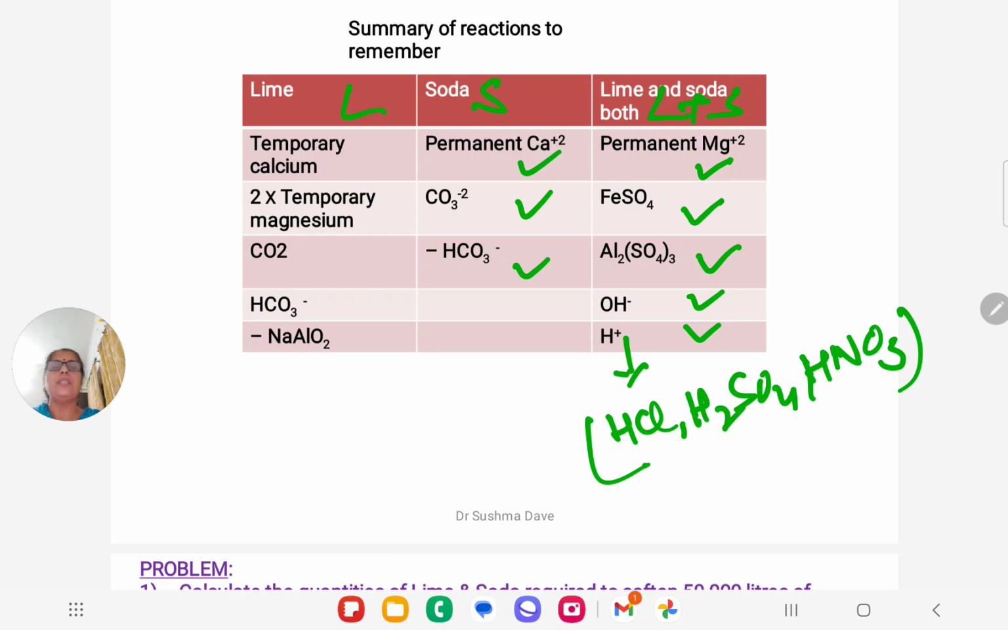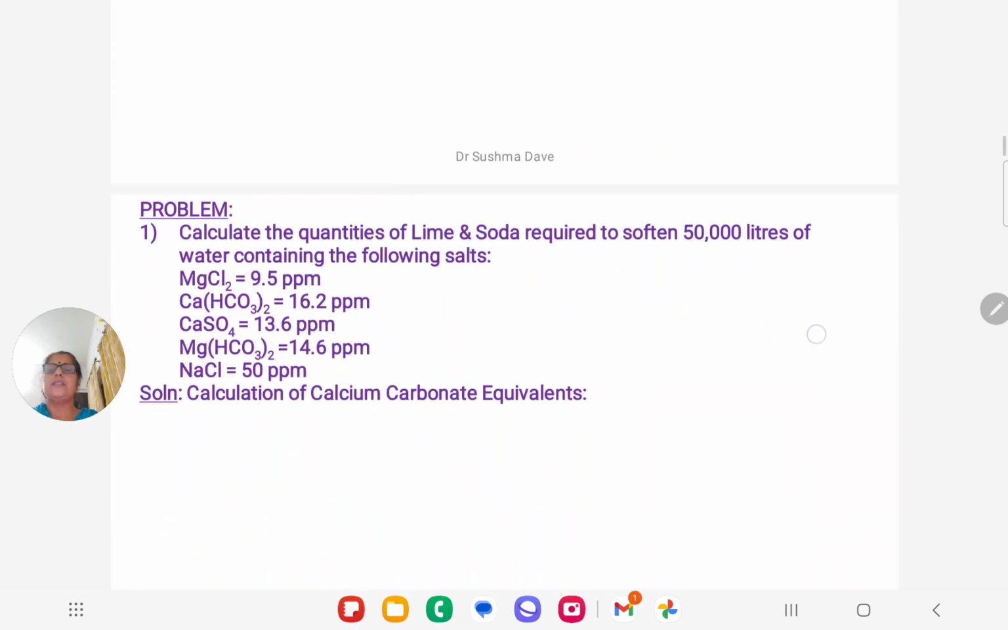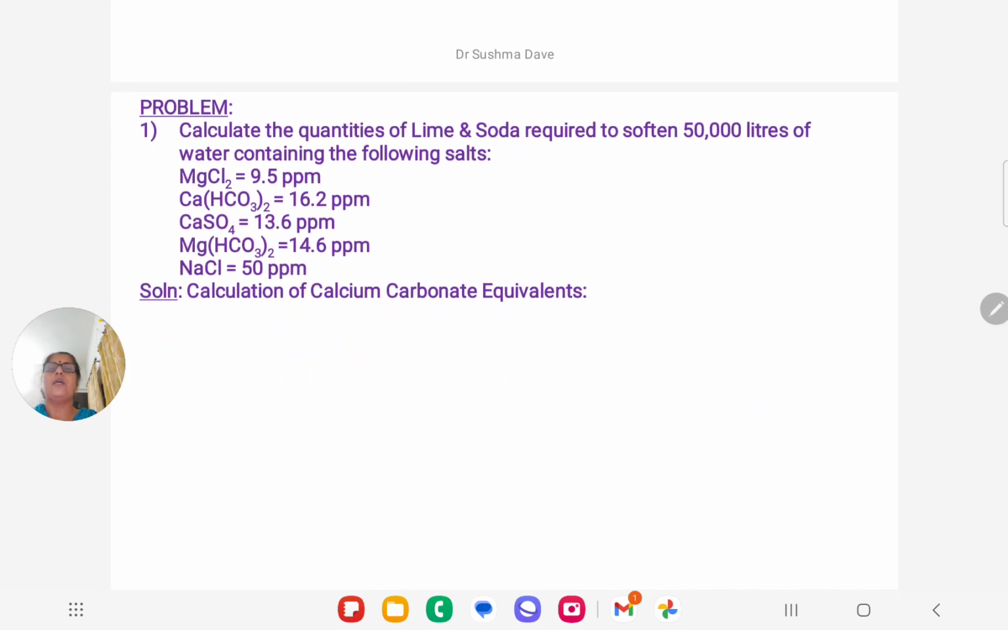So if you remember this table, then any type of numerical can be solved, and the reaction table can also be memorized. So in the next step we will try to solve a numerical problem. Look at the question.